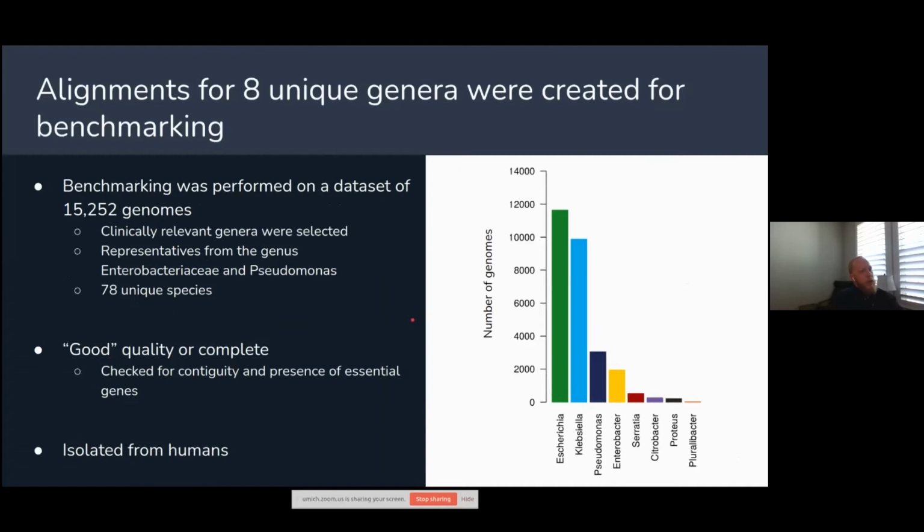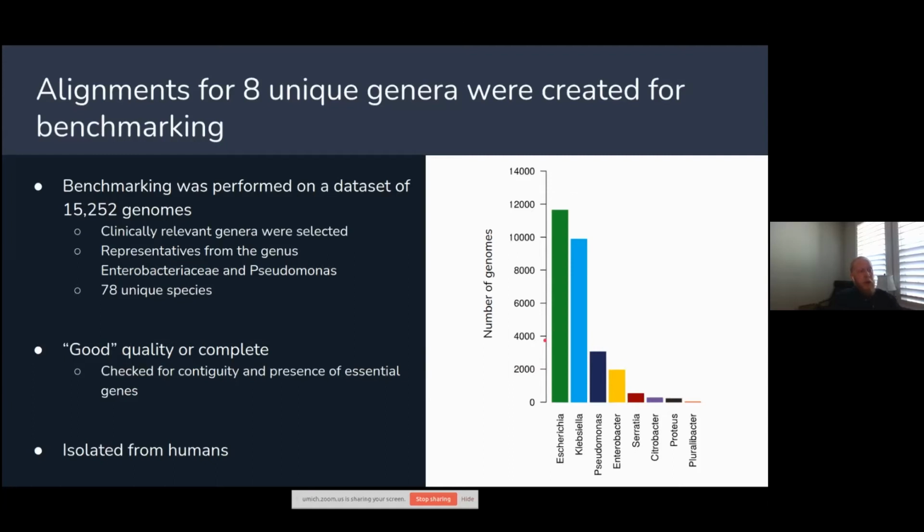To benchmark, we selected 8 unique genera of clinically relevant bacteria. These represent human pathogens which are commonly associated with antibiotic resistance. There were various numbers of genomes available. We used the PATRIC database in order to collect publicly available genomes which are of good quality or complete. They curate this database so the genomes which are included have reasonable degrees of contiguity as well as presence of essential gene families.